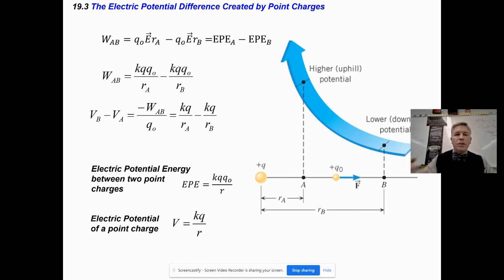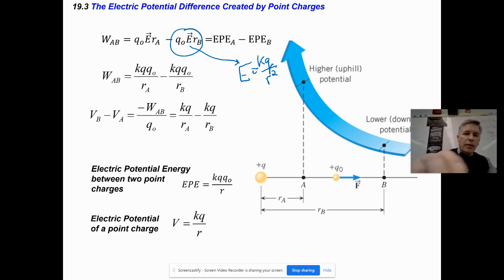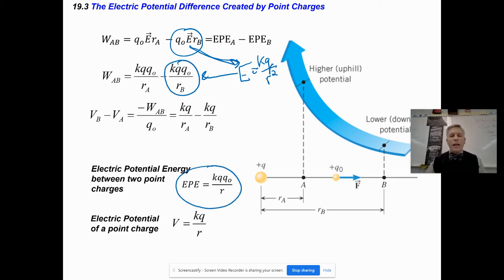Another concept, if I start talking about the work done by elastic or electrostatic potential energy, and I switch the work out for what the equations are, in other words, I use the fact that the electric field is equal to KQ over R squared, I can actually get this little combination to give me this. And this K, Q, Q0 over R is a way of finding the electric potential energy between 2 point charges. We can also say the electric potential of a point charge.